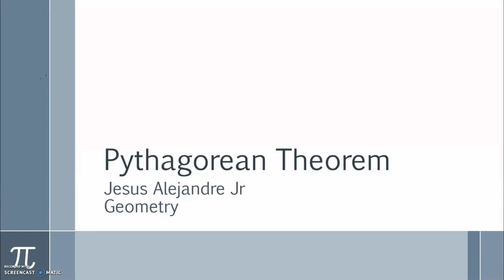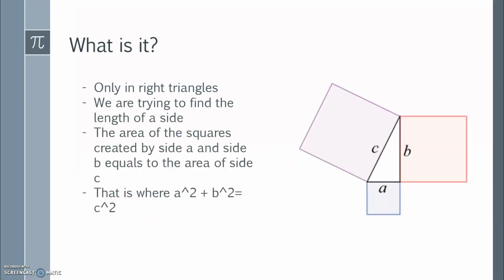So today we're going to be going over the Pythagorean theorem. So what is it? The Pythagorean theorem only works in right triangles. And what we're trying to do is find the length of a side. It could either be A, B, or C.